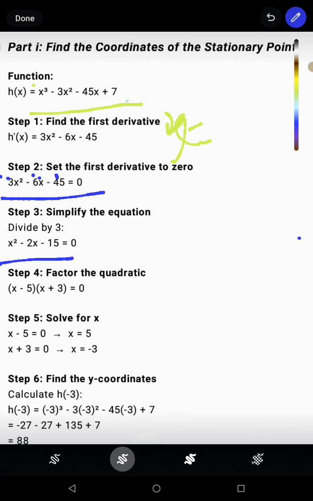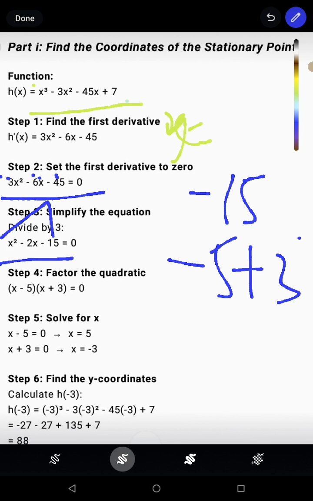Now, solving this by factorization. How do I do that? Take the product of these two. The product of that is minus 15. Now, two numbers that multiply to get minus 15 and add to get minus 2. That is obviously minus 5 and plus 3. So you know that will be x minus 5, x plus 3. Simple. Join x to this, x to this. That's how we run it.